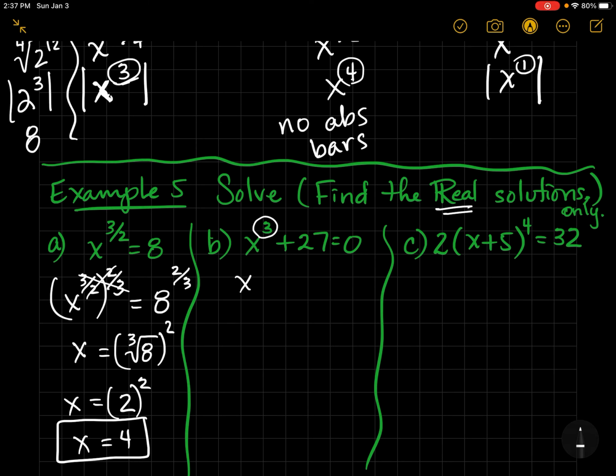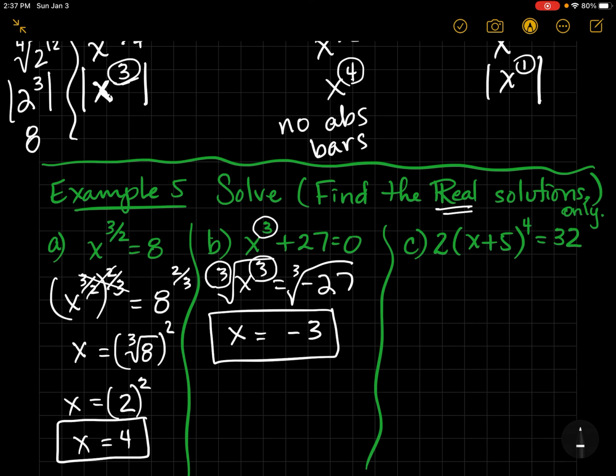Here, I'm only looking for the real solutions. So I'm going to take the cube root. And I get x. Oh, I need to check. Not even. That's odd. So no bars. As a matter of fact, no bars are ever needed if you're doing an odd index. No bars for odd index. The odd indexes are very nice. No i's, no bars. We're good.